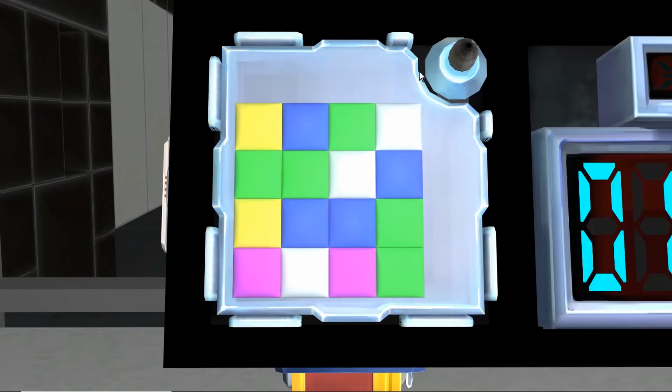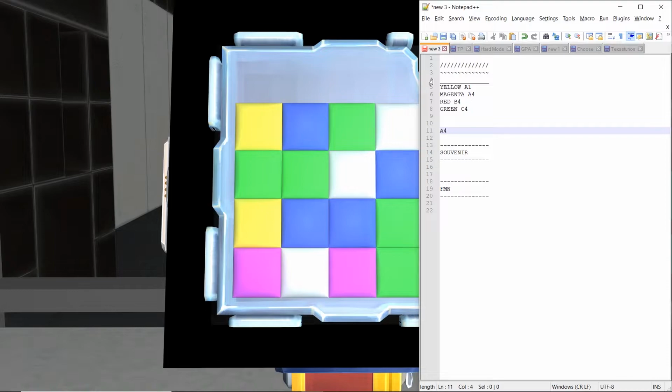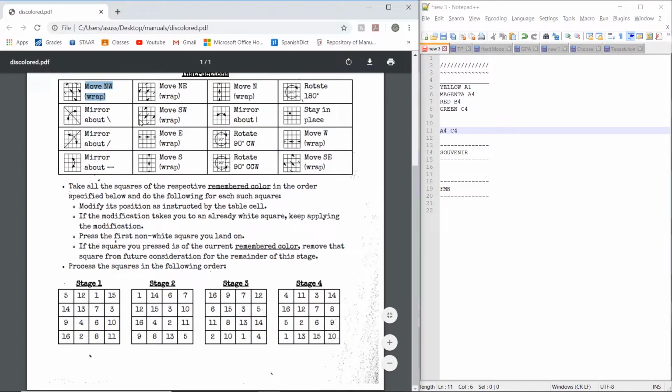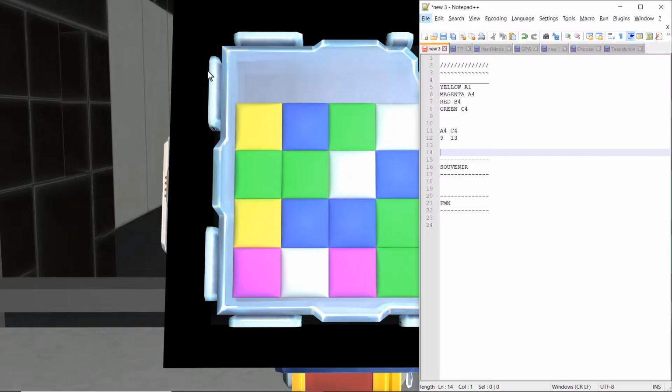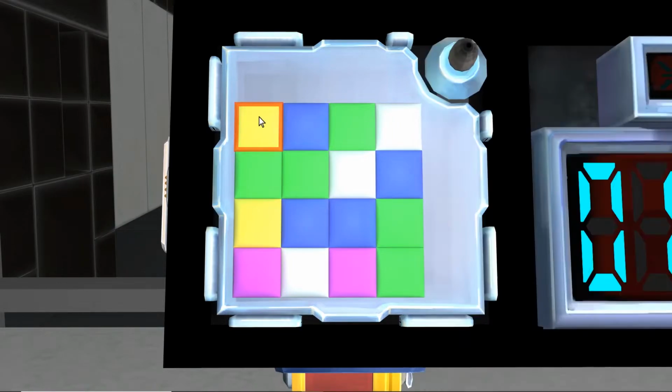Next thing we have is magenta, which is at Alpha 4 and Charlie 4. Since it was at Alpha 4, we're going to be mirroring about the x-axis. And the order is the one I read in, because A4 has a value of 9, and C4 has a value of 13. So, 9 goes up here, and C goes up here.